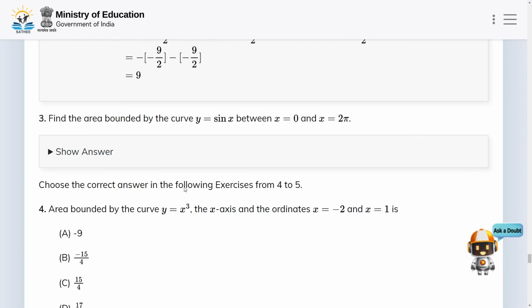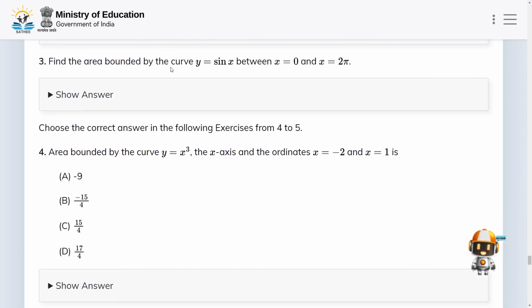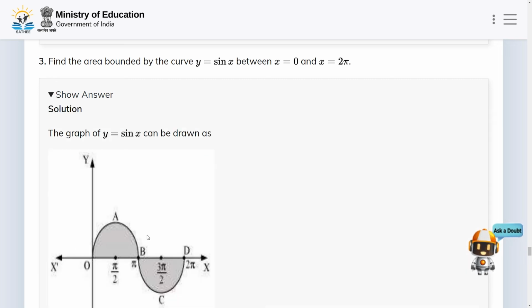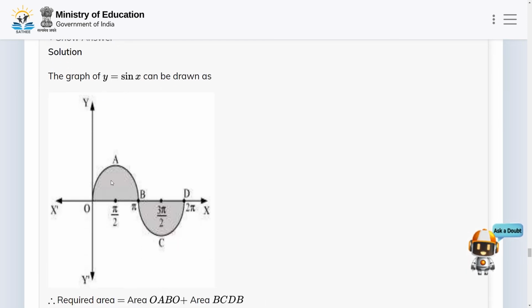So now problem 3. Problem 3 says find the area bounded by y equals sin x from 0 to 2 pi. This means first of all you have to draw the graph for y equals sin x in the interval 0 to 2 pi, which you all know, like this. This means you have to find this area OABO and this area BCDB. You know this OABO area is above the x-axis. This means positive. This BCDB area is under the x-axis.